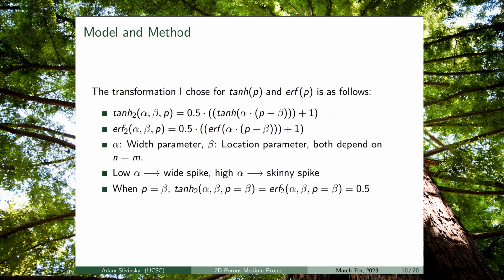The transformation I chose for hyperbolic tangent and error are as follows. The ranges of these functions originally are from -1 to 1, so if we add 1 to these functions and then scale by a half, that changes the range of the functions to 0 and 1, which is our target range. So we can place the parameters alpha and beta within these functions. The parameter alpha controls the width of the probability spike. The lower the alpha is, the wider that the spike becomes. The parameter beta controls the location of the probability spike, as when the porosity takes the value of beta, the function produces the value of 0.5, or the midpoint of the range.